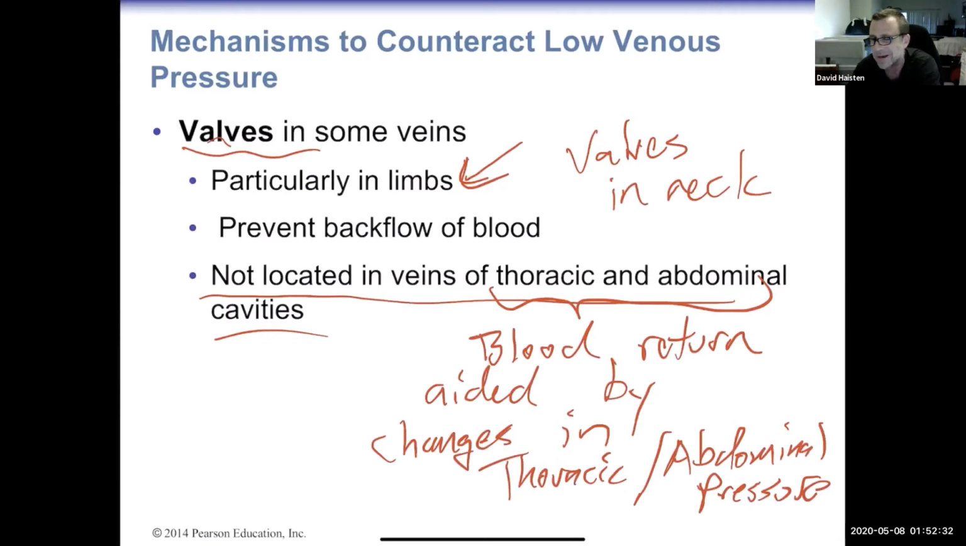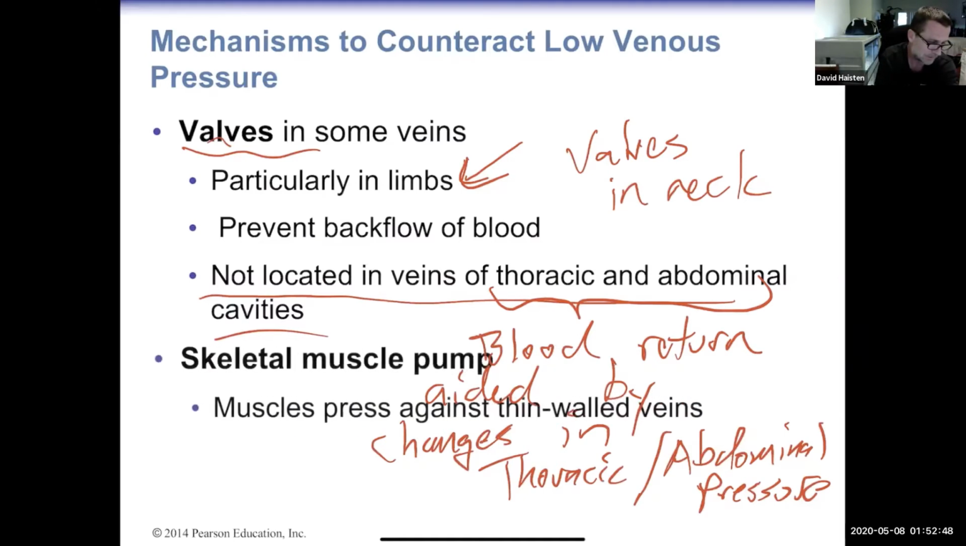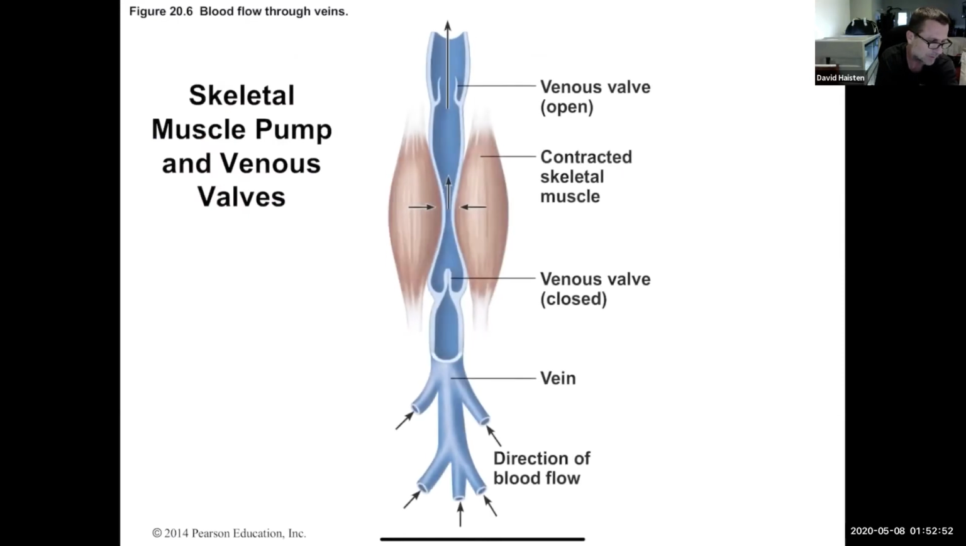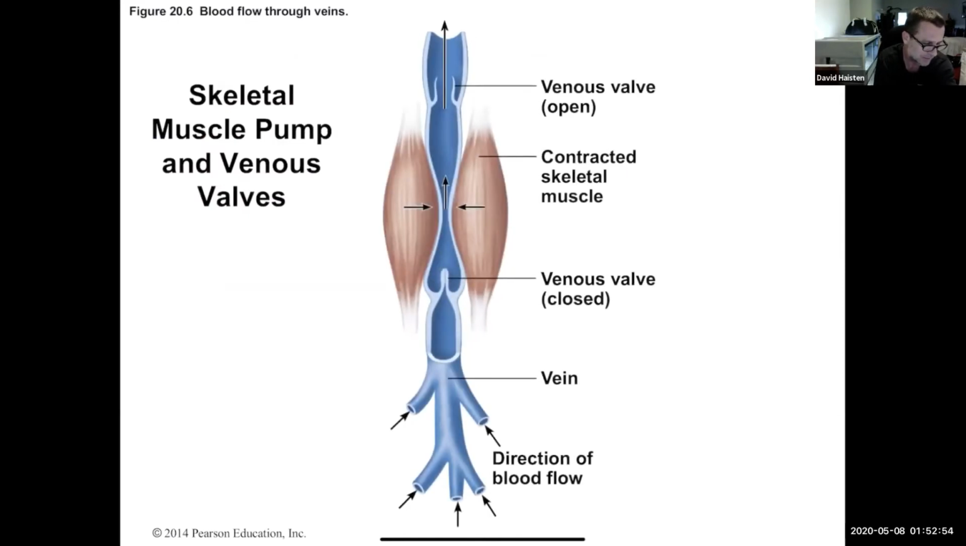Call it your thoracic pump. I've heard it called that, thoracoabdominal pump maybe, but thoracic pump. So intra-abdominal and intrathoracic pressure returns blood in those regions. Valves are in your limbs. Okay, the skeletal muscle pump presses against the thin-walled veins. Here we go: skeletal muscle pump and valves together.